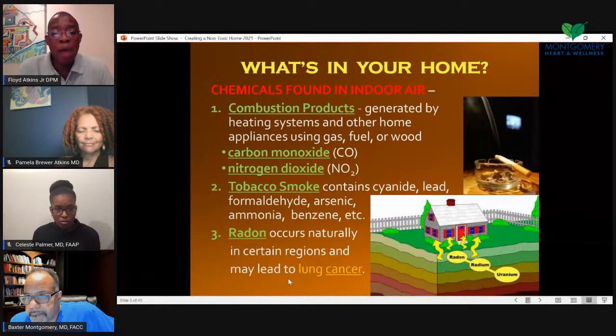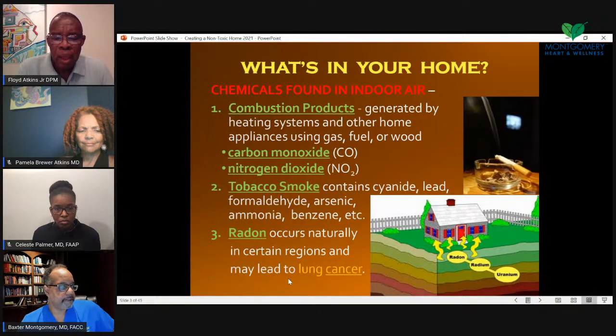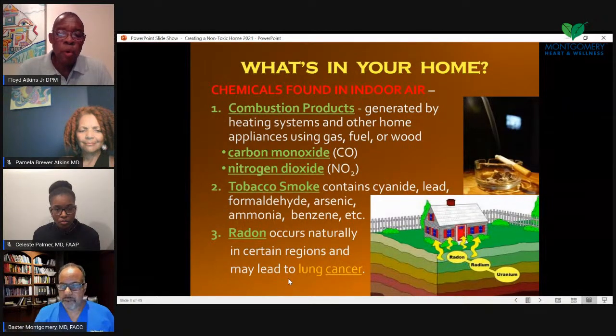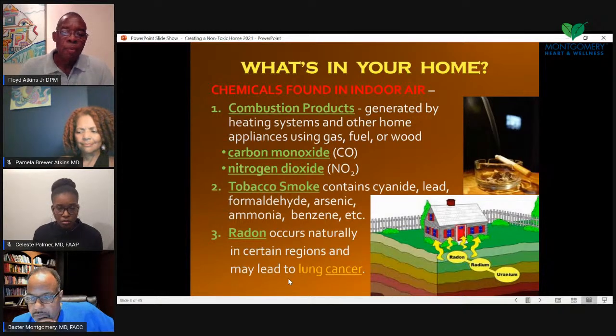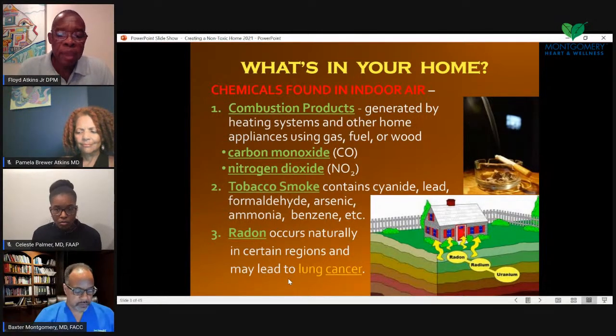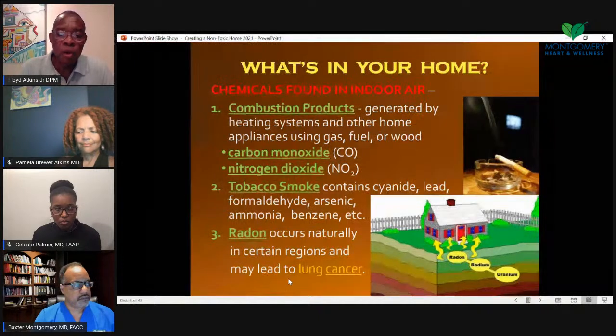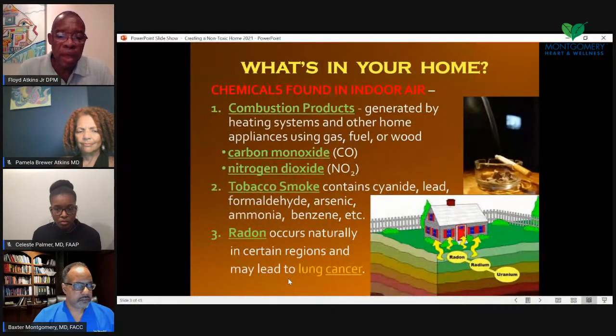Number two is tobacco smoke. It contains cyanide, lead, formaldehyde, arsenic, ammonia, benzene. And just from research, it shows that 60% of people who are diagnosed with lung cancer have never smoked. So we wonder, if smoke is the number one cause of lung cancer, but 60% of people who develop cancer are non-smokers, this is some of the reasons that we see that.